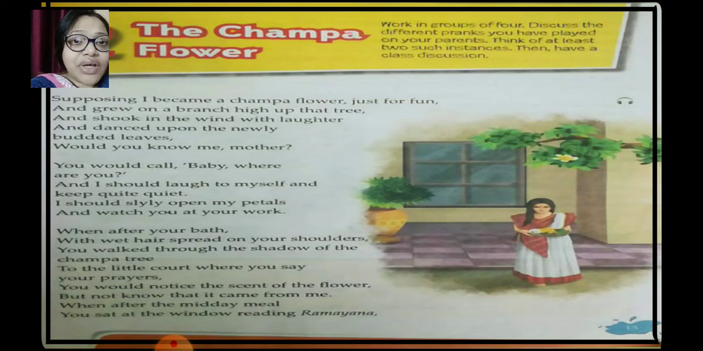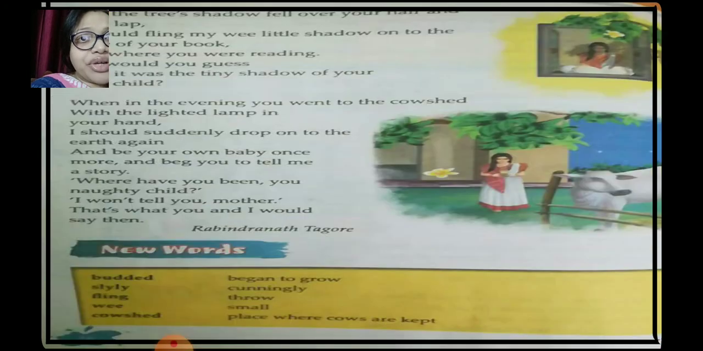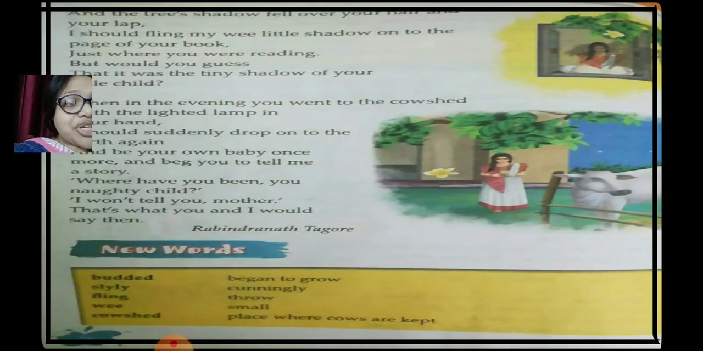When after the midday meal, you sat at the window reading Ramayana. So the boy is telling that after the lunch, the mother is going to sit beside the window and read the Ramayana. That time, what is he going to do? The tree's shadow will fall on her, and I should fling my wee little shadow onto the page of your book. So what will happen? His shadow, being the flower, will fall onto the book which the mother was reading, the Ramayana, just where you were reading. But would you guess that it was the tiny shadow of your little child?